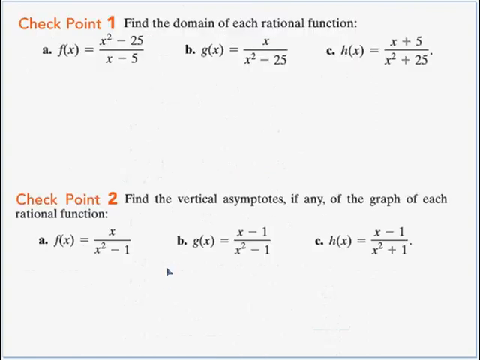All right, checkpoint 1 and 2. Just pause the video, solve those, and see if you got the answers right.